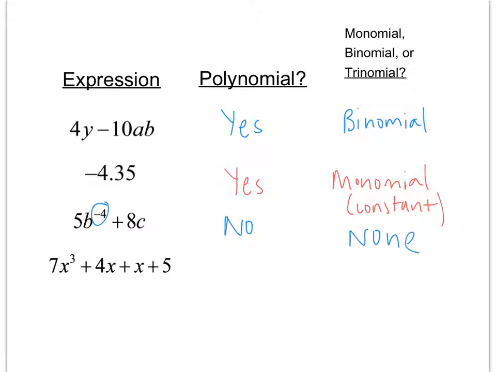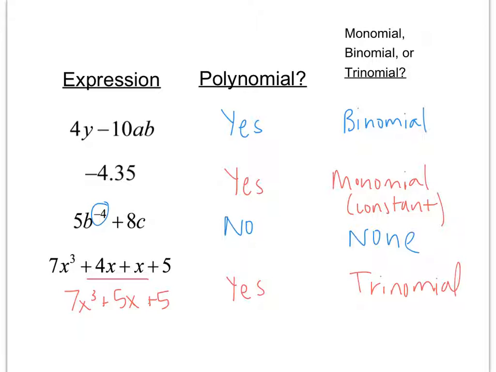And last, we see here 7x cubed plus 4x plus x plus 5. Be careful here. If we look closer, we can combine the 4x and x, and that gives me 5x. So this is a polynomial, but to classify it even further, it would be a trinomial because of three terms. Now, sometimes we get mixed up and we don't think to combine the like terms, but we have to combine like terms first and then see what type of polynomial we have.